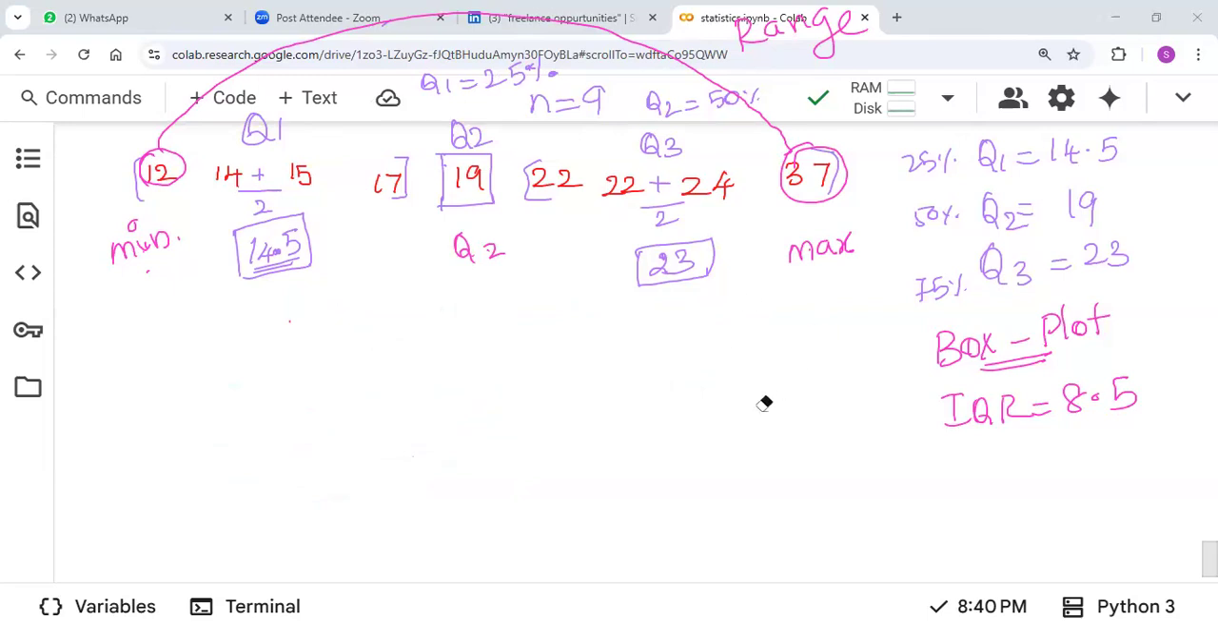I understood the IQR, which is 8.5, but where will this be used? So you said the range is basically between 14.5 to 23, between Q1 and Q3, right? But this IQR, where will this be used? Yeah, let me show you.